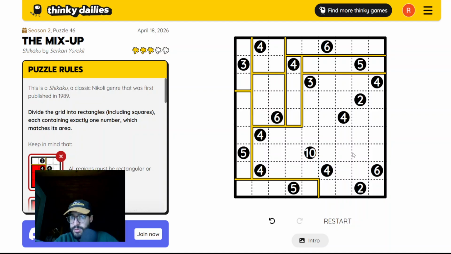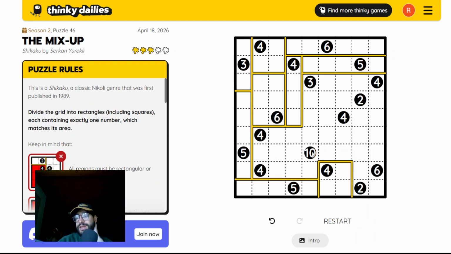Okay, this is promising. What about this guy here? So this guy here has to be part of the 4, either in a 4 by 1. But if I do a 4 by 1, then the 10 has no space to go. Yeah, if I do a 4 by 1, the 10 has no space to do a 2 by 5. So this is gonna be a 2 by 2.